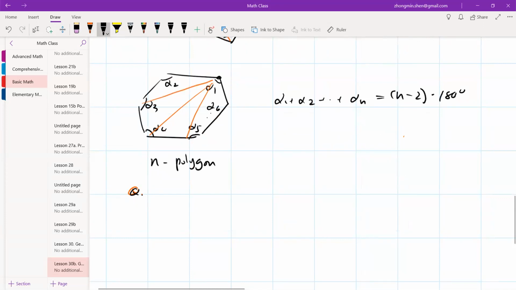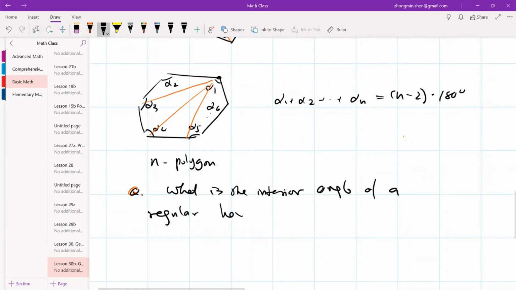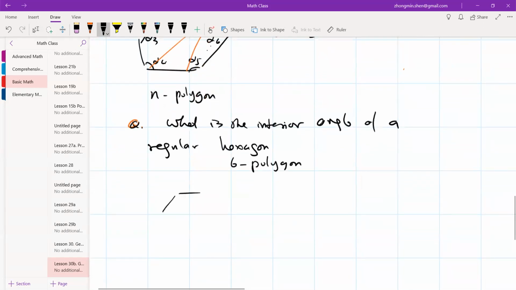All right. So what is the interior angle of a regular pentagon, or regular hexagon? Hexagon means it's actually a 6 polygon. It has 6 sides, but regular means they all look exactly similar. So all the angles are the same.